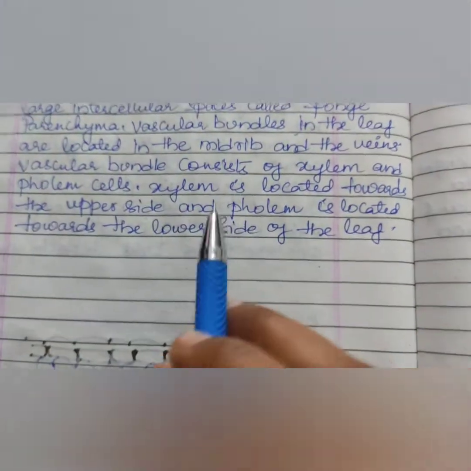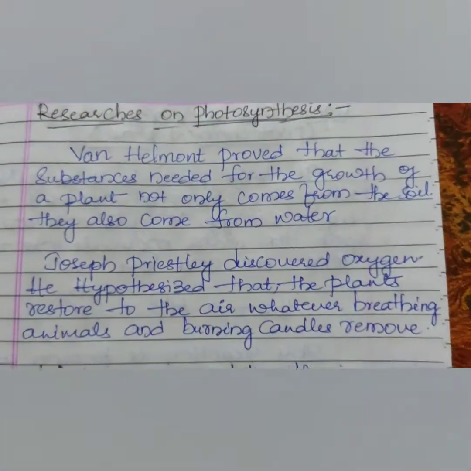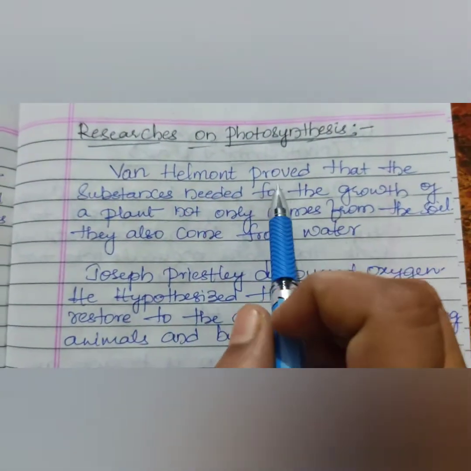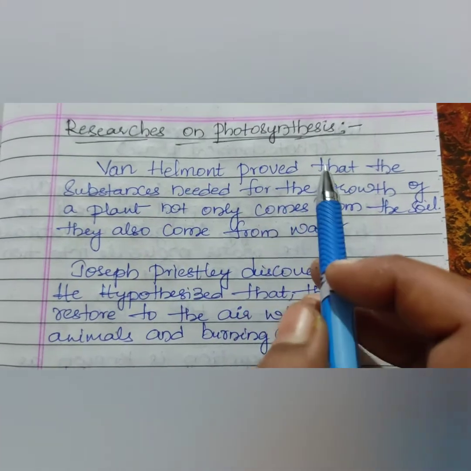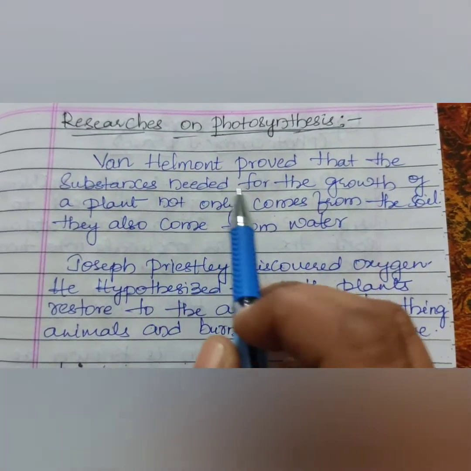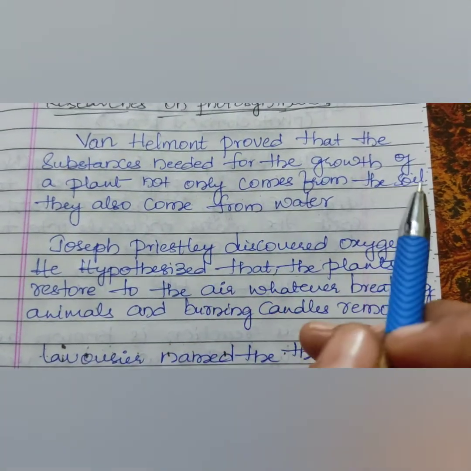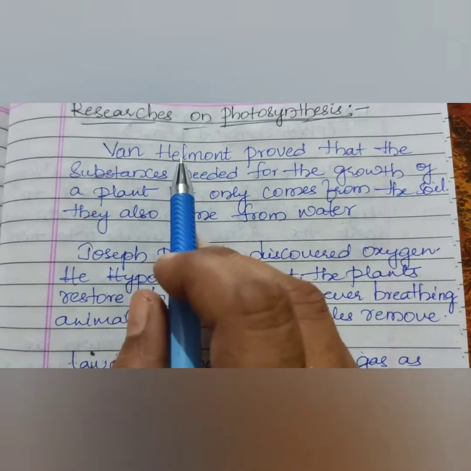So this is the description for TS of leaf. Next, we'll see some of the scientists who have researched photosynthesis. We'll explain them now. Van Helmont proved that the substances needed for the growth of a plant do not only come from the soil, they also come from water.